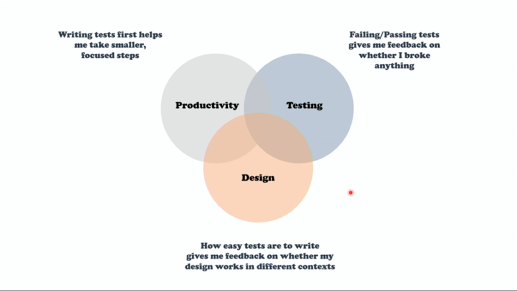And then the last, and kind of the least interesting part of test-driven development, is the productivity aspect of it. That's when you write your tests first and use that as a tool to focus on a small piece of functionality without having to consider the whole problem at once. But that part doesn't really make sense if we don't have the design aspect first.